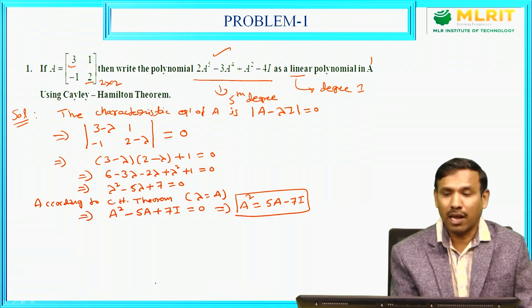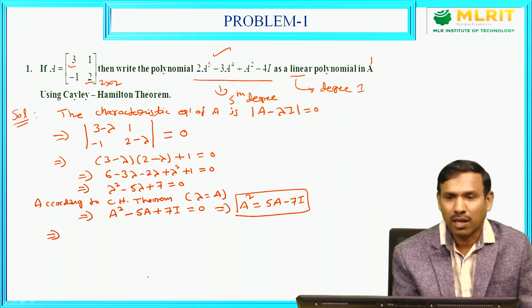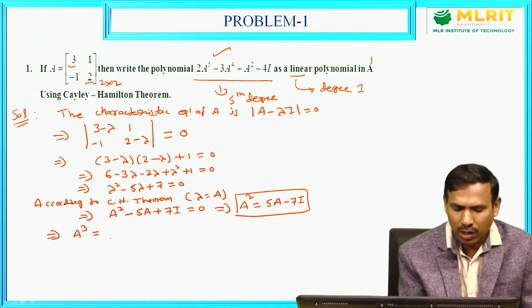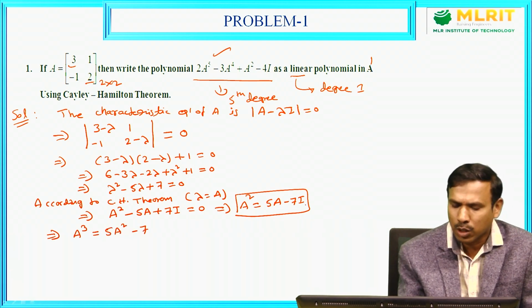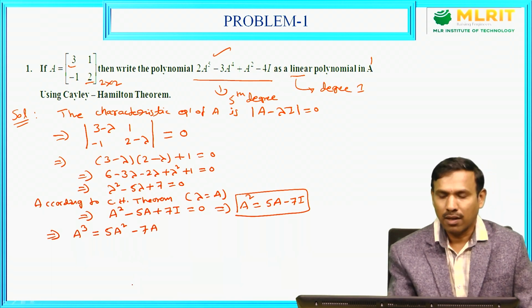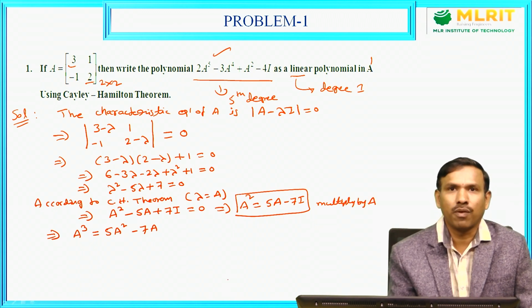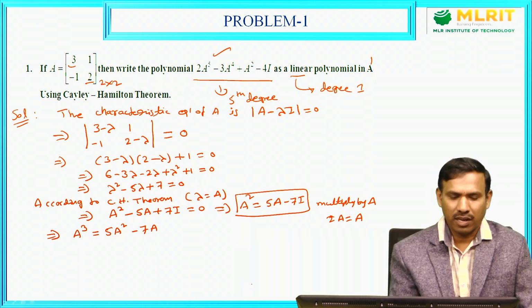Now, let us take a cube. So, multiply by a to get the a cube on both sides: a square into a is a cube, 5a into a is 5a square, minus 7a into I, that is a. Okay, now this above equation I am multiplying by a. So, we know very well a square into a is a cube, 5a into a is 5a square, I into a. Any matrix multiplied by identity matrix, we get the same matrix, right, 5a square minus 7i.